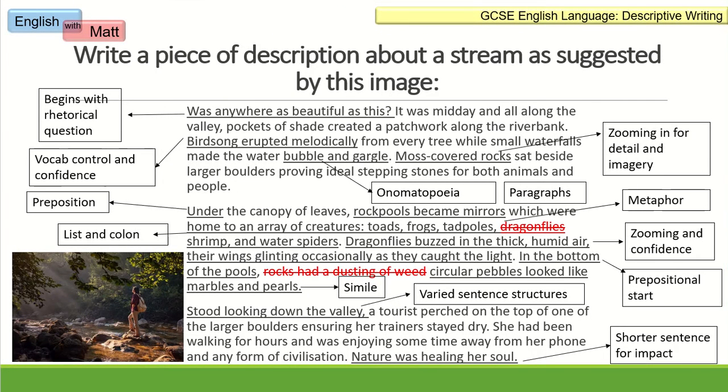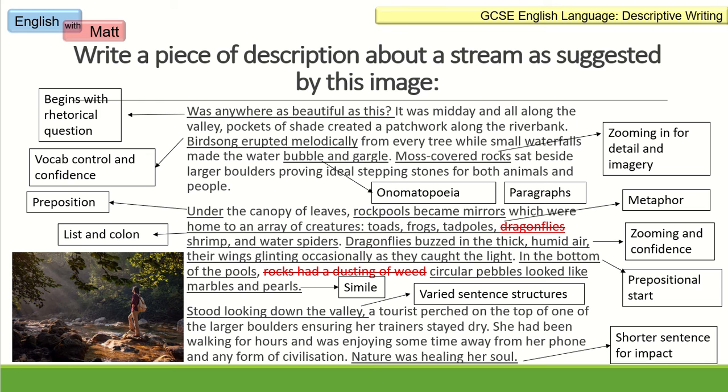Was anywhere as beautiful as this? It was midday, and all along the valley, pockets of shade created a patchwork along the riverbank. Birdsong erupted melodically from every tree, while small waterfalls made the water bubble and gargle. Moss-covered rocks sat beside larger boulders, proving ideal stepping stones for both animals and people.